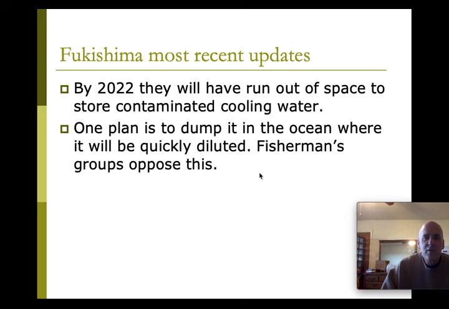By 2022, this is in the recent news, they will have run out of space to store contaminated cooling water. They don't know what they're going to do with it after that. One plan that several people want to do is to dump it in the ocean. Their idea is that this material is not very dangerous, and the Pacific Ocean is very large and it will be diluted. Of course, the fishermen groups oppose this because even if it doesn't hurt the fish or the people that eat the fish, people are not going to want to eat fish taken from areas near where this water was dumped, for fear. So that's a controversy they're going to have to deal with quickly.